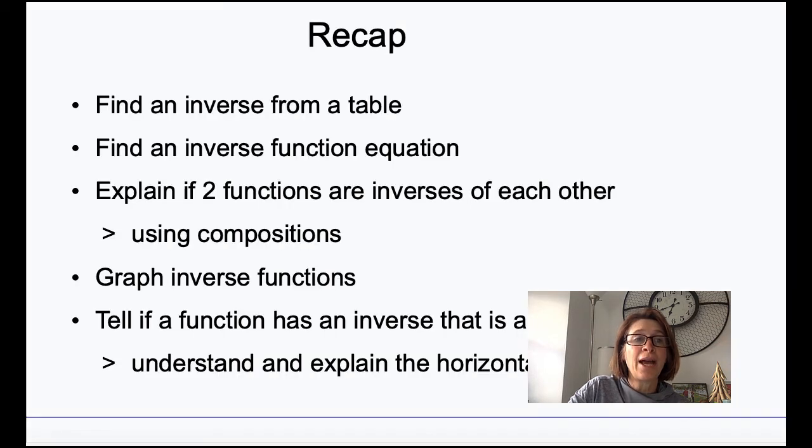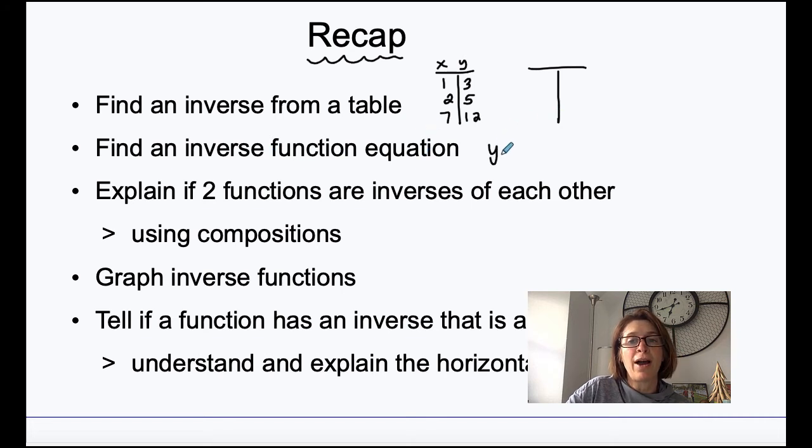All right, so as a recap, these are the things from the 3 videos you should be able to do. You should be able to find an inverse from a table. So meaning I give you 1, 3, 2, 5, 7, 12. Remember, to find the inverses, we flip the x's and the y's, okay? You should be able to find an inverse function equation. So if I give you y equals, I don't know, 2x plus 1, we know that we flip x and y, and we solve for y. So we get inverse functions.